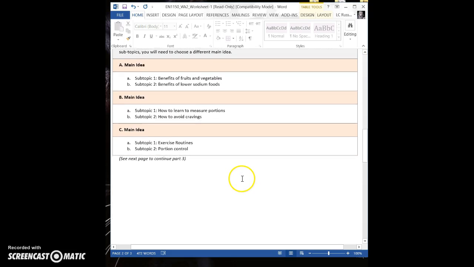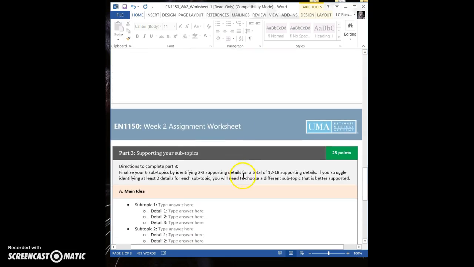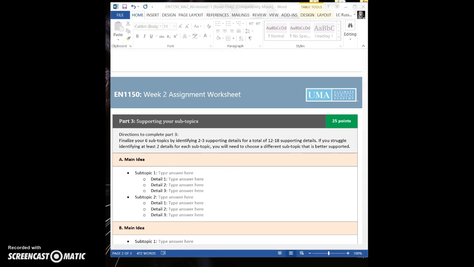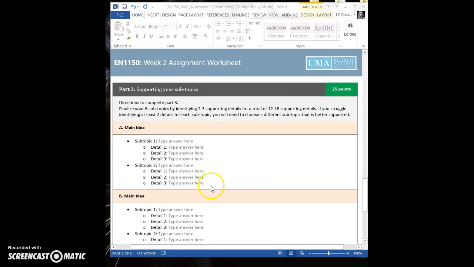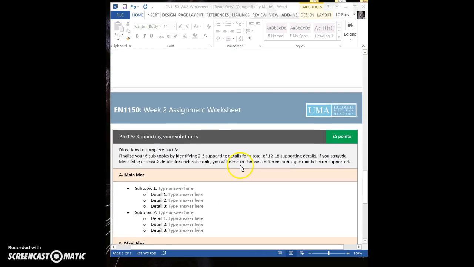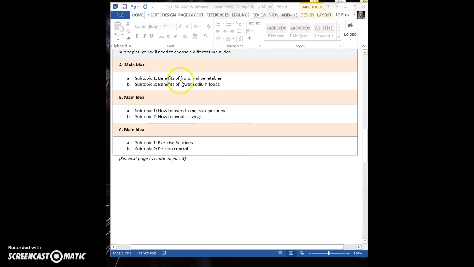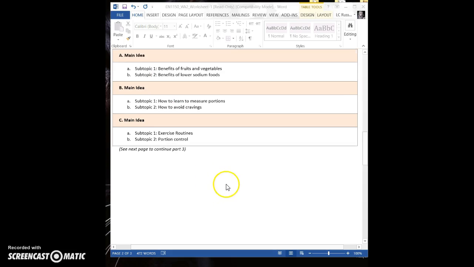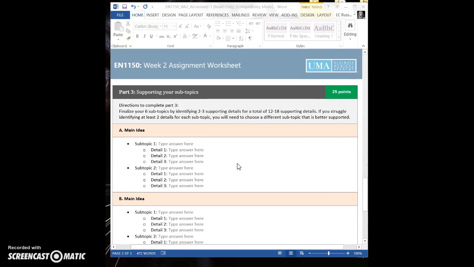Now we have our main ideas and we have our subtopics. Let's narrow it down a little bit more in Section 3. In Section 3, we're going to take the same main ideas, the same 3 that we had up in the other ones. That was healthy foods for A, portion control in B, and weight management in C. Now remember that we did some subtopics, like benefits of fruits and vegetables. Now we're going to take the subtopics and narrow them down even smaller. So let's go down and look at those.